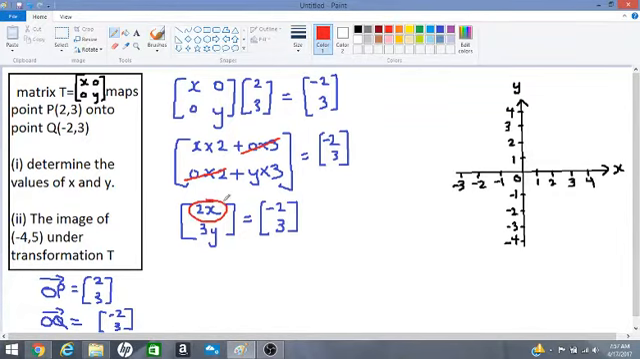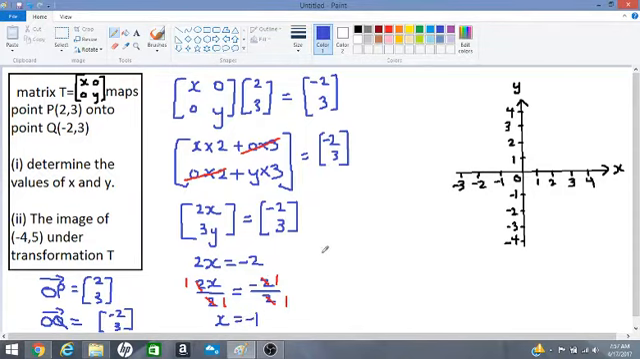Let us equate entries on both sides. So we're equating 2x is equal to -2. Right, we divide both sides by 2. We cancel 2 and 2, 1. Giving us x equals -2 over 2, which is -1.